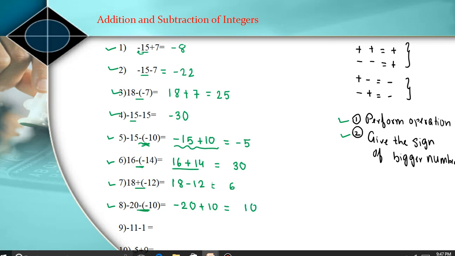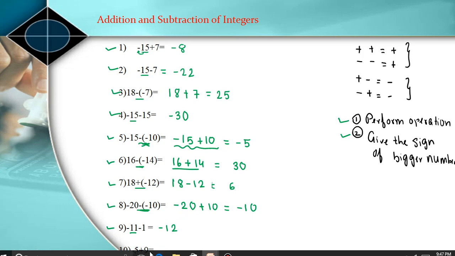Sign of greater number, what is greater? 10 or 20? 20 is greater. What is the sign with 20? Minus. So give here minus sign. Very simple. Children, again you can see here minus becomes what? Plus. So 11 plus 1, 12. So which is greater, 11 or 1? 11 is greater. What is the sign with 11? Minus. Okay, first perform, then give the sign.